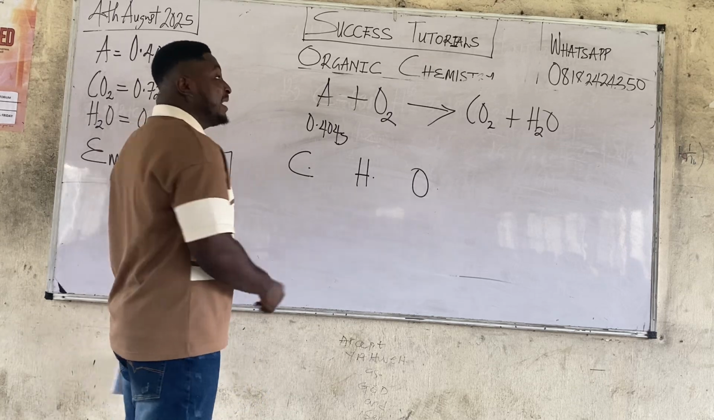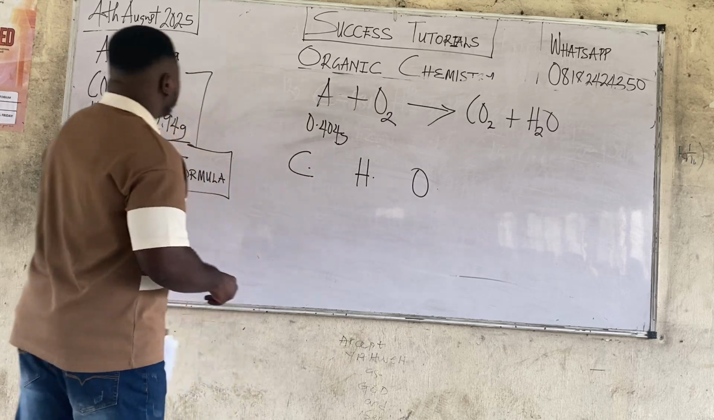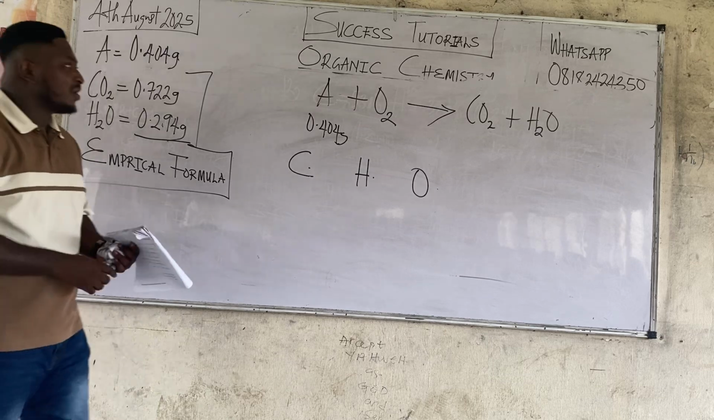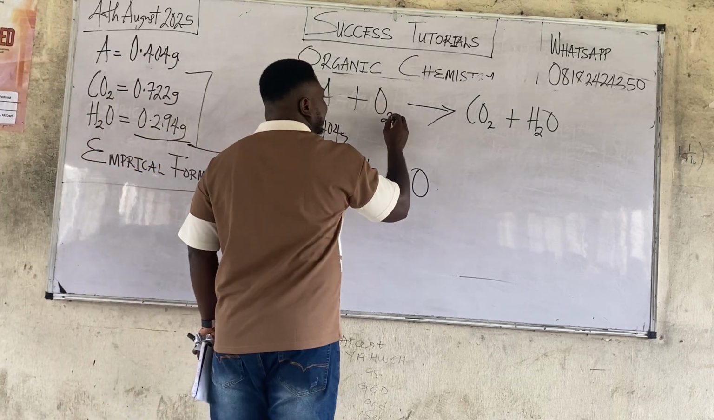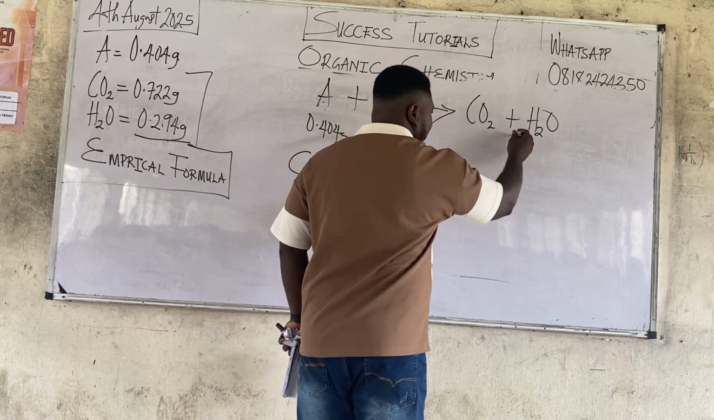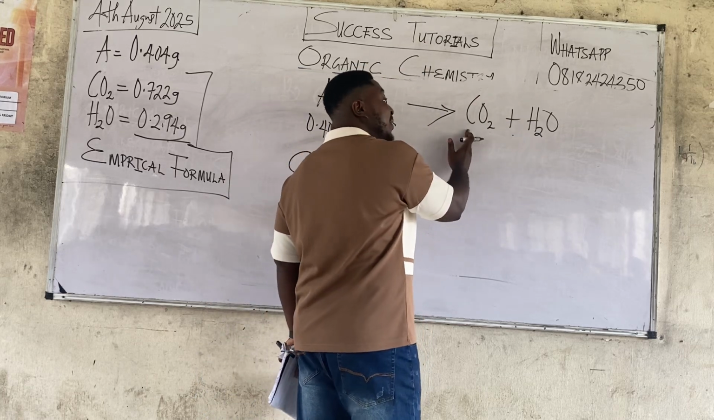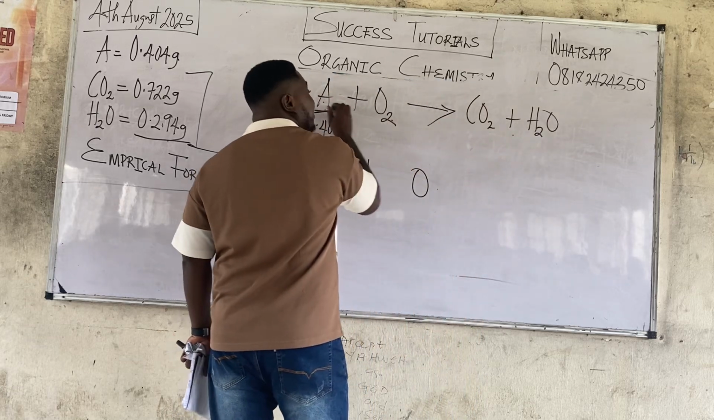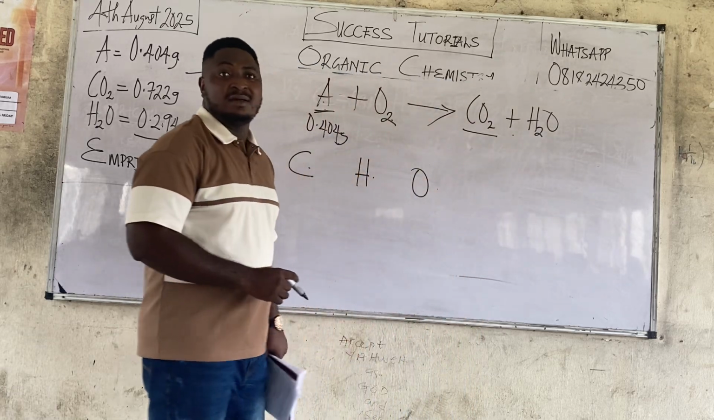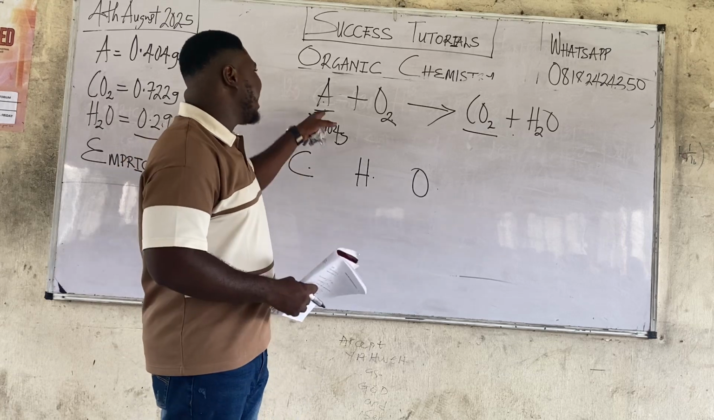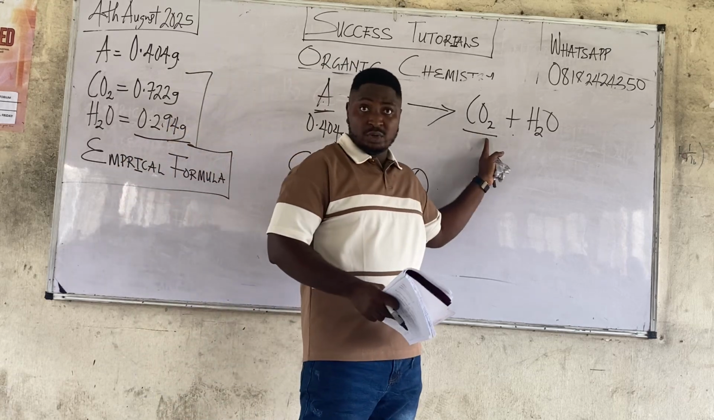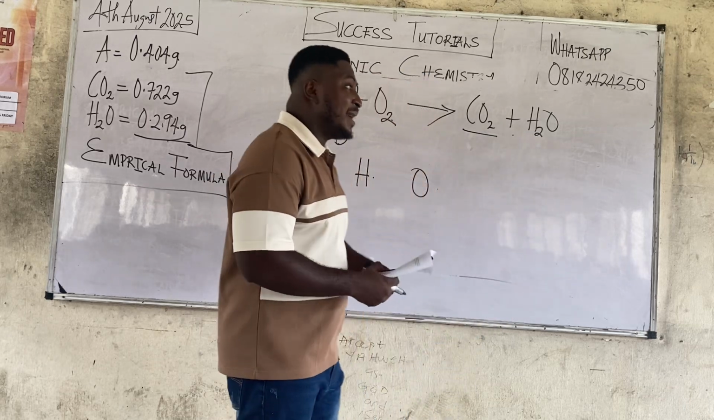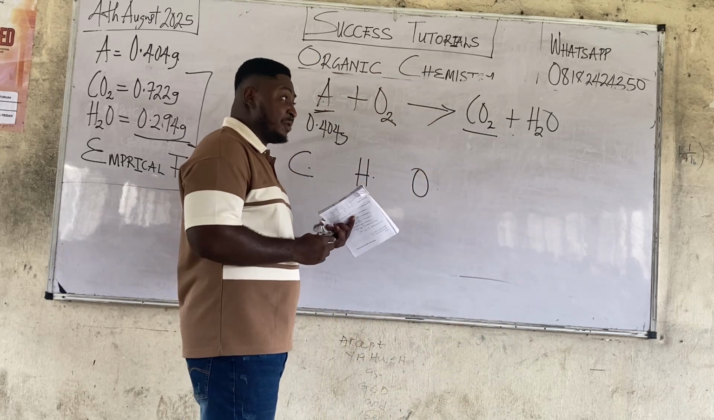Let's start with carbon. To find how many carbons are in the organic compound, which is unknown, we can get it from the CO2. Why? Because after A reacted, two products were formed. On one side of the products is the only place where carbon exists. There's no carbon in this H2O, right? So every carbon that must have been in A must definitely be in this CO2. Does that make sense? Every carbon in the organic compound must be in CO2, and every hydrogen in the organic compound must be in H2O. So we can get the mass of carbon from CO2 and the mass of hydrogen from H2O.